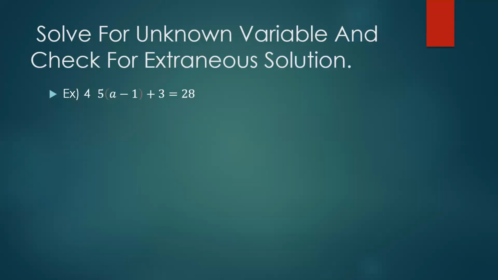Okay, hello, this is part two of solving equations in non-rational forms. So let's just continue. On example 4, we have 5 parentheses. I don't know if you can see that, it's little and red, so I'll just make a parenthesis. So it's 5 parentheses, a minus 1, plus 3 equals 28.